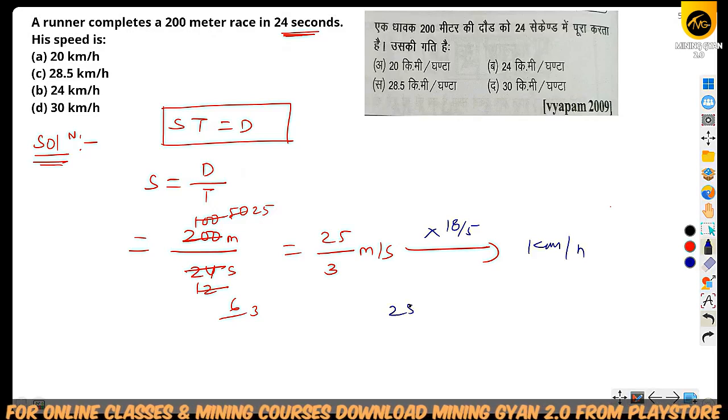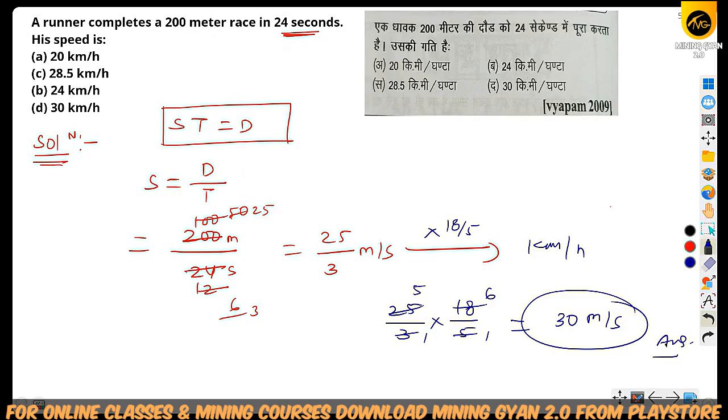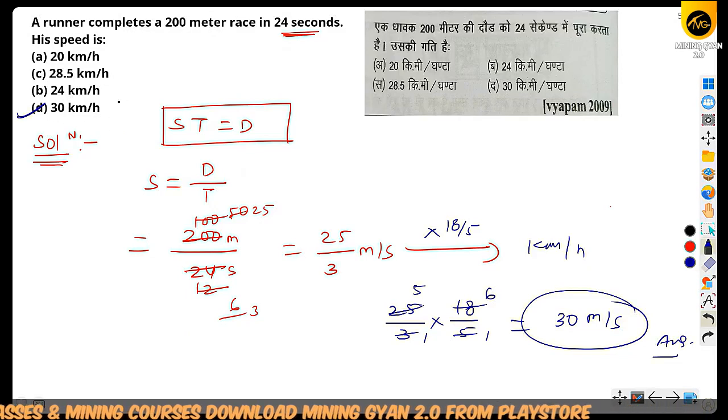Okay, so 25 divided by 3 into 18 divided by 5. 3 goes into 18 six times, and 5 goes into 25 five times. It will be 30 kilometer per hour. So the answer will be option D. Option D is 30 kilometer per hour.